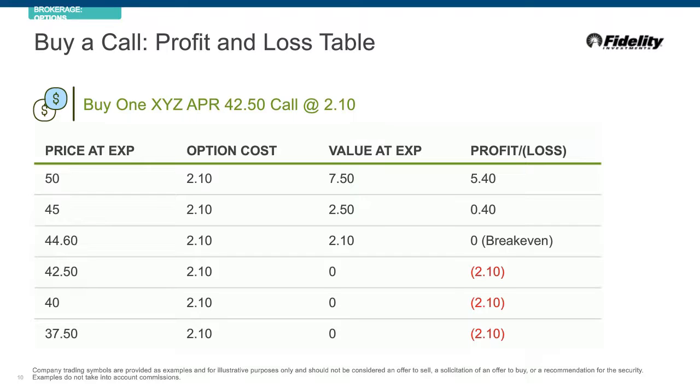So if the stock goes up and up and up, $50, $60, $70, $80, so on and so forth, we make more and more and more money because the value of the option at expiration is going to be equal to the price at expiration minus the strike price, minus the price at which we can purchase the shares using the option.